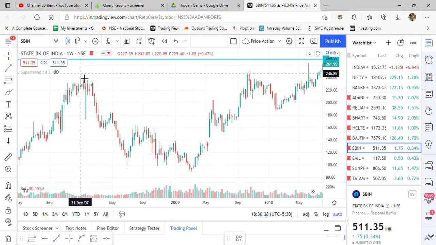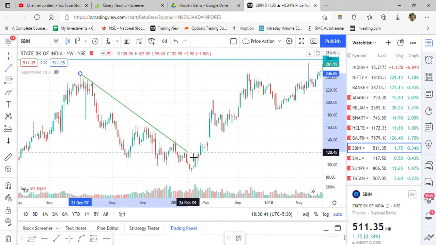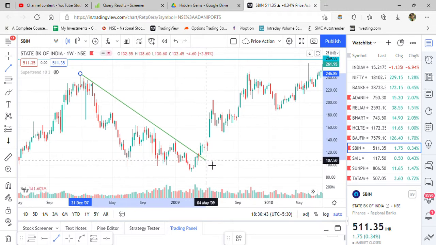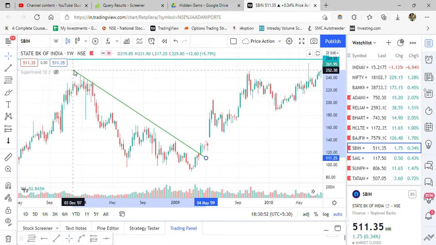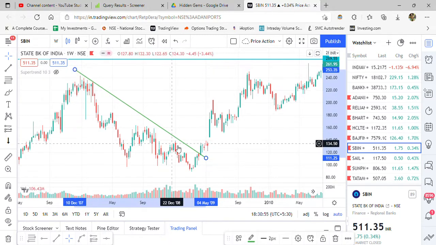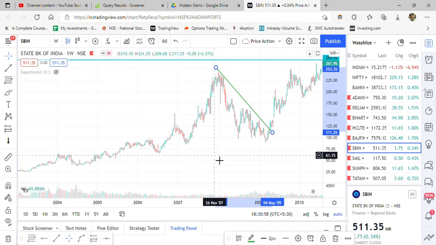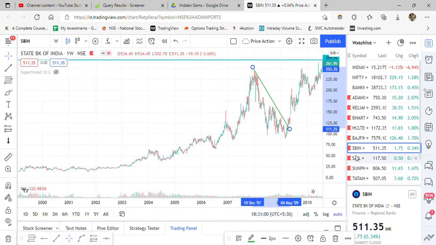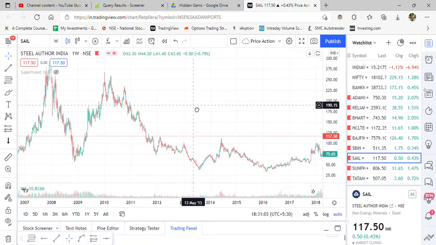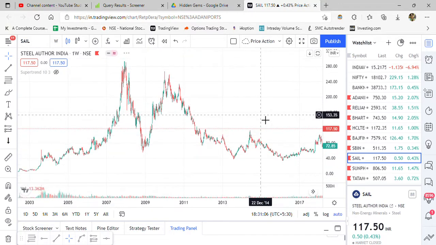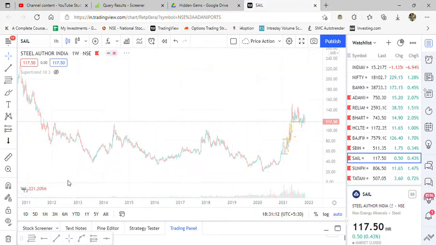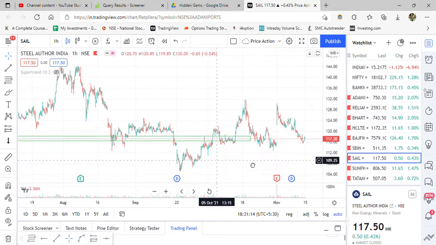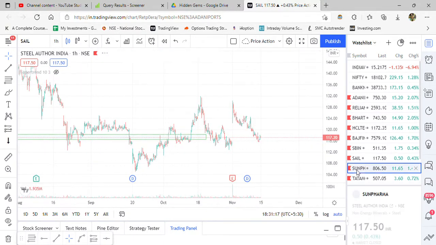See, few attempts here and then breakout. So you can find this kind of trend lines in various stocks. Mostly all stocks follow the trend line, and they give a breakout as per the timeline.